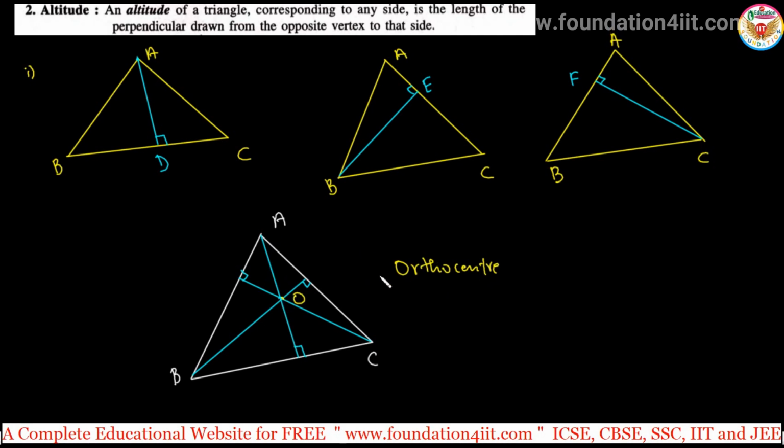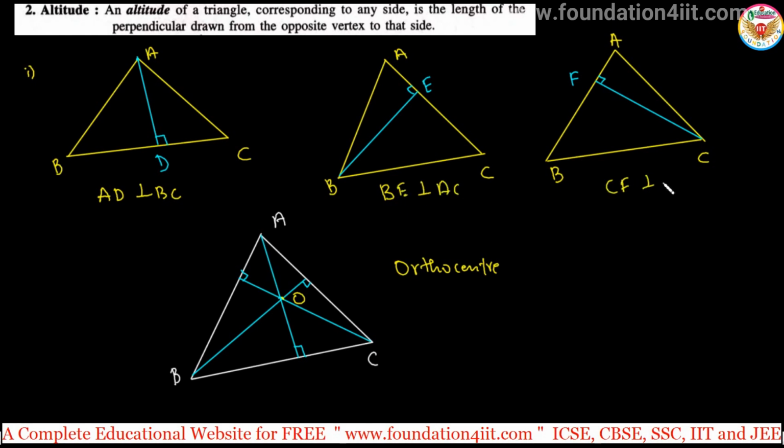Here AD is perpendicular to BC, BE is perpendicular to AC and CF is perpendicular to AB. That point of intersection of the altitudes of a triangle is called the orthocenter. So we have the median and altitude. The median intersection point is the centroid, and the altitude intersection point is the orthocenter.